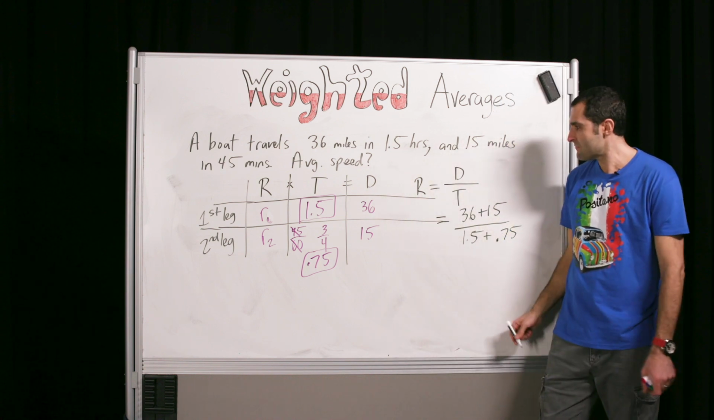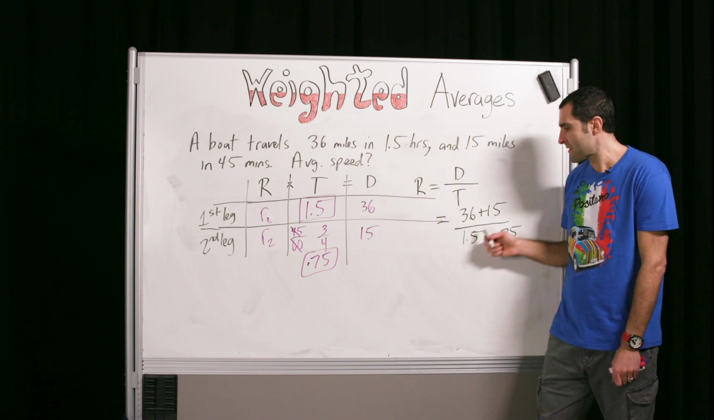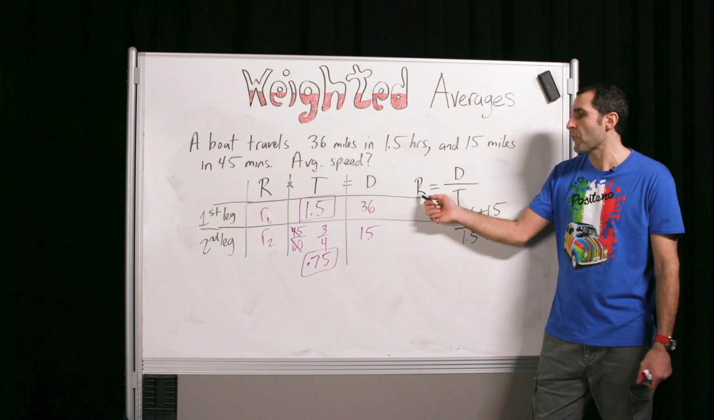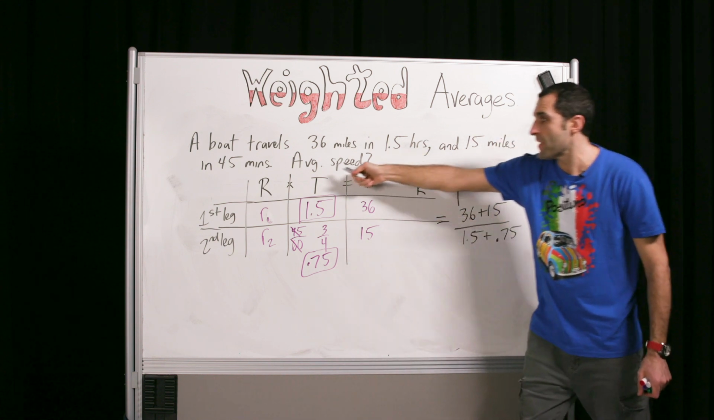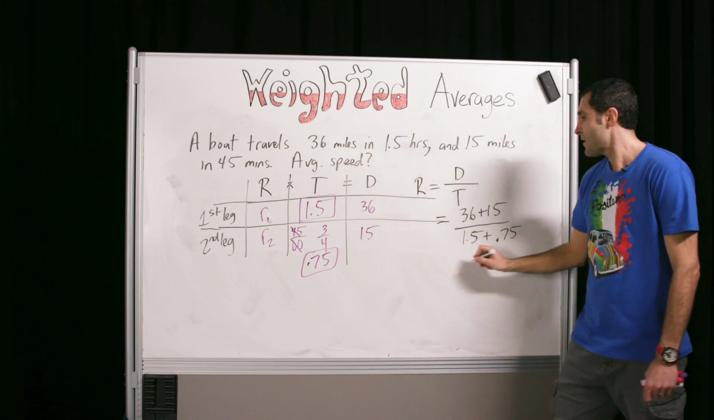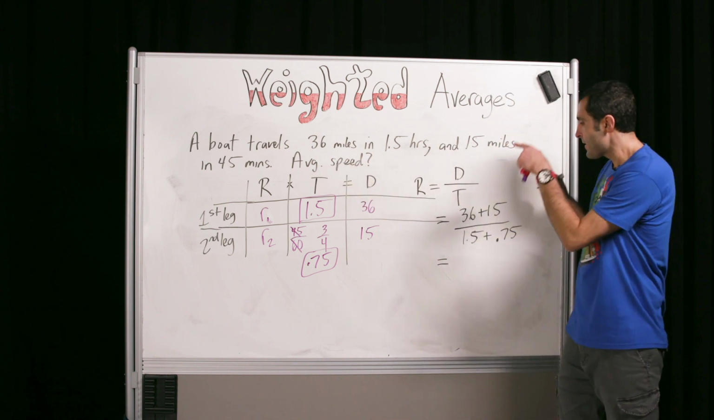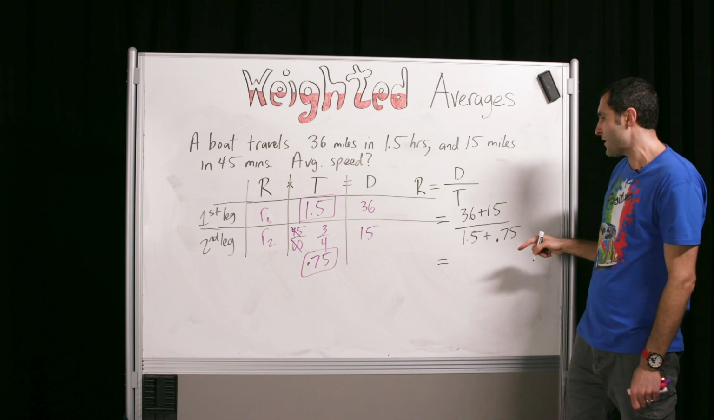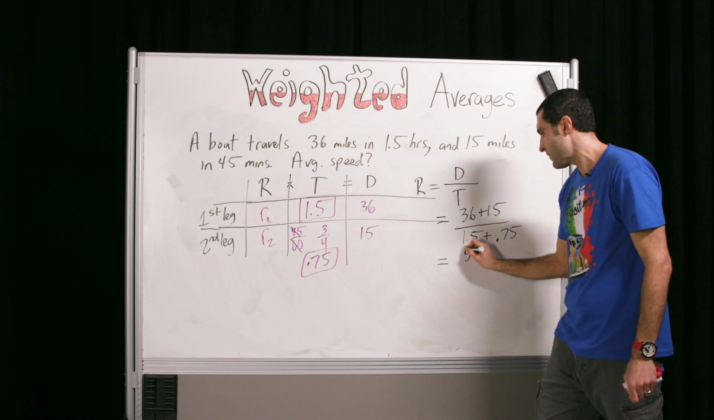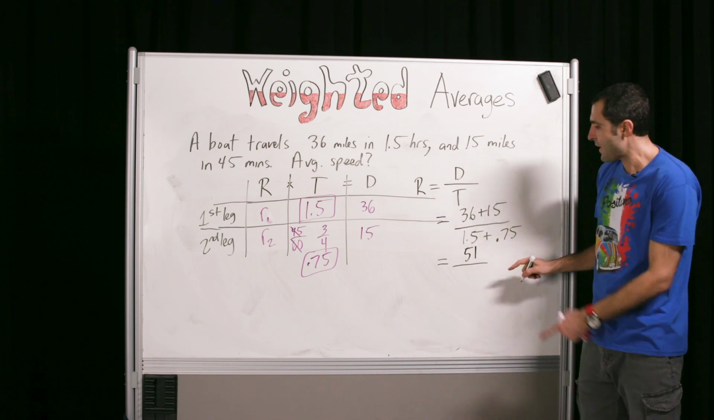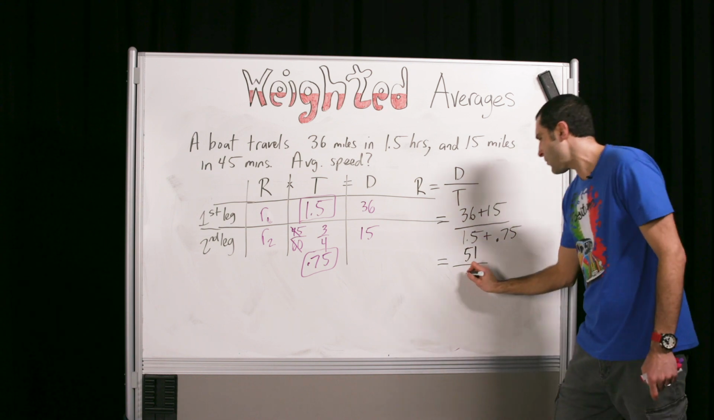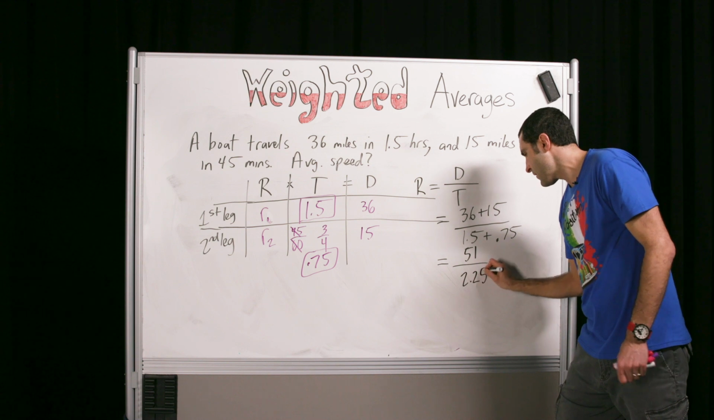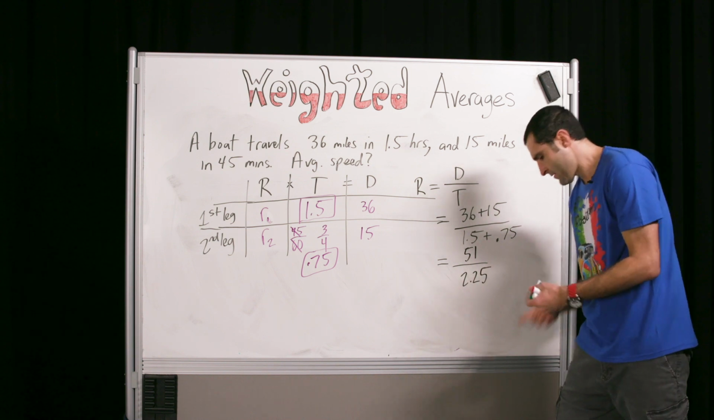That's all it is. Look at that. It's so cool. Your total distance and the total time it took, that'll give you your overall rate, your average speed. All right, rocking and rolling. These two together make 40 plus 11, 51. These two together make 1.5 plus 0.75. This is 2.25.